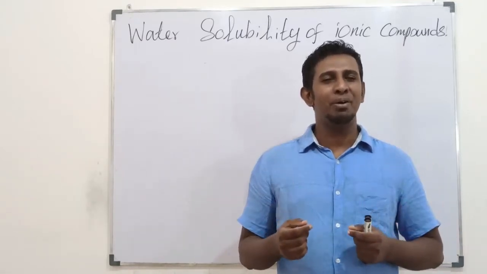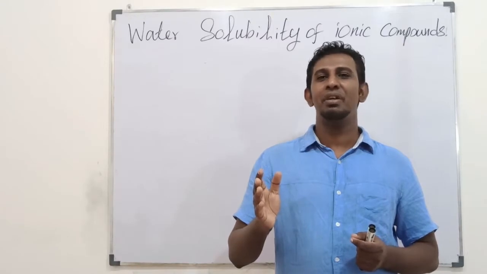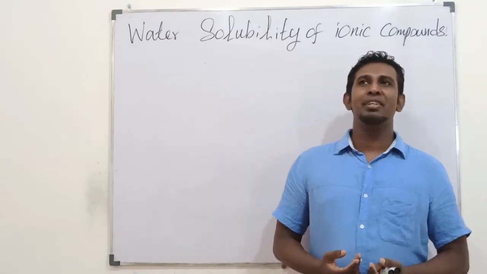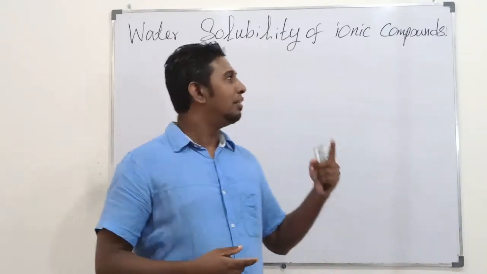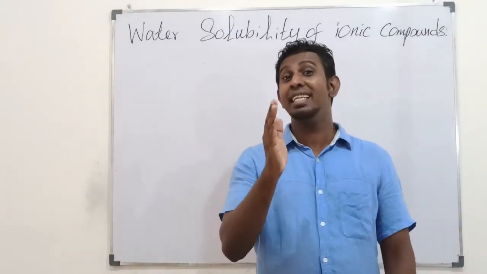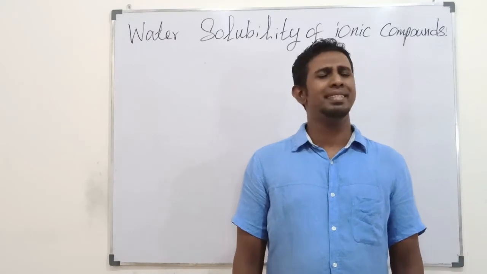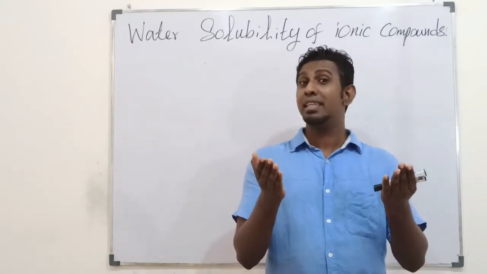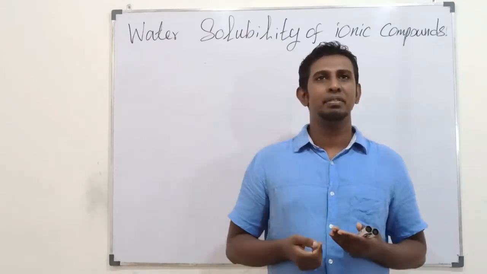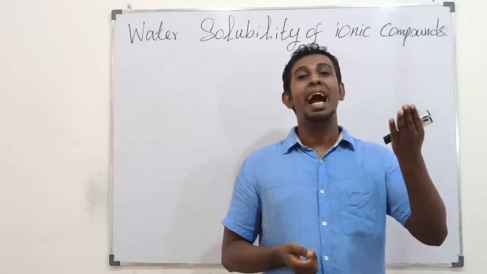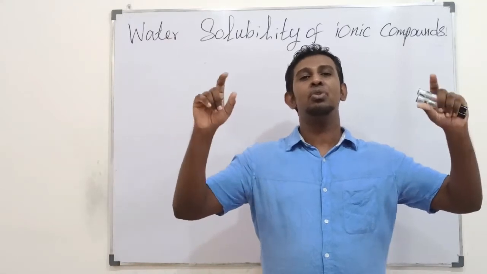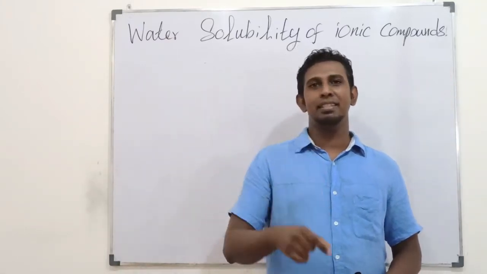Though it is all compounds, it's only ionic substances that are our concern, so that is what we are going to talk about. The topic here is the water solubility of these ionic substances. What do we have in ionic substances? It's ions. You have cations, you have anions. Those two ions you have within an ionic substance.